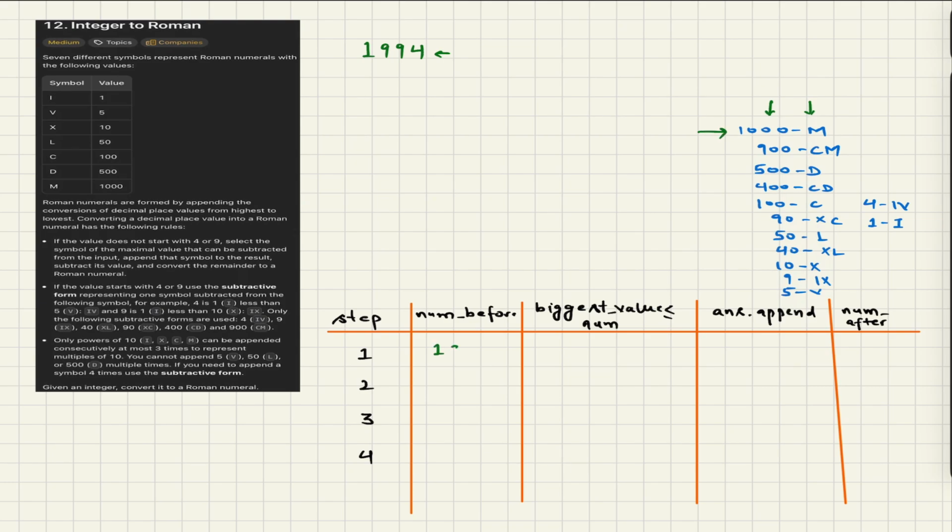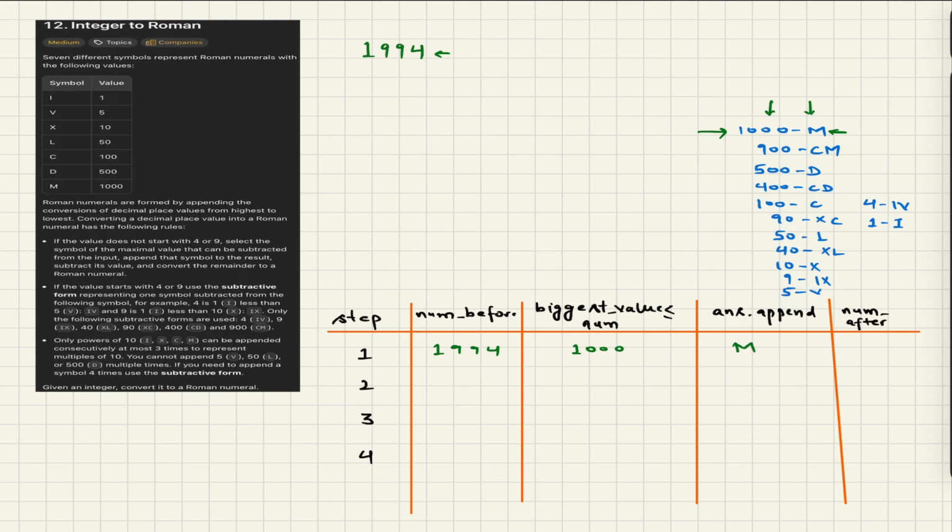So let's say right now my number is 1994 and I'll check. This is my biggest value, right? Like 1000 is the biggest value that I'm taking. Is this less than num? Is my 1000 less than 1994? Yes, it is less, right? So my biggest value is less than my number. So I'm going to append my answer with this value. The value for 1000 is nothing but M, and now I'm going to subtract from my number.